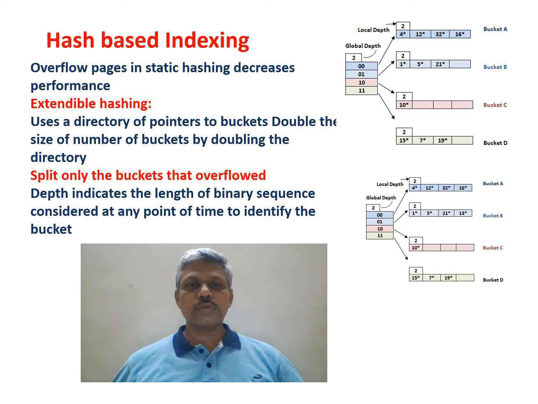Now suppose I want to insert one more value, like 13. If you calculate the binary string for the input 13, the last 2 digits should come as 0 1. So 13 has to be inserted into the second bucket, bucket B, because that is the pointer pointing to the second bucket. This is how we can do the insertions.